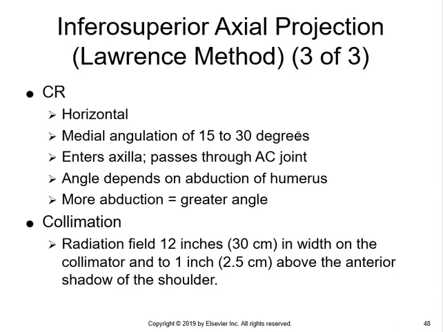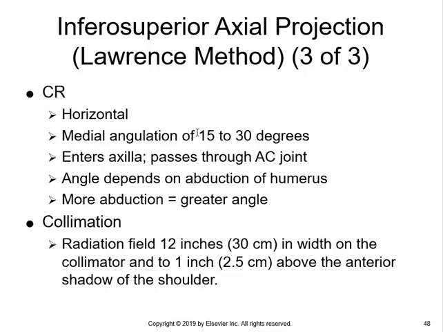So the x-ray tube is going to be at a distance from the patient's body, angled inward towards the shoulder. If this line that I'm drawing up and down here represents the patient, at 30 degrees, it's not going to be quite 45 degrees, but it's going to be a steeper angulation.